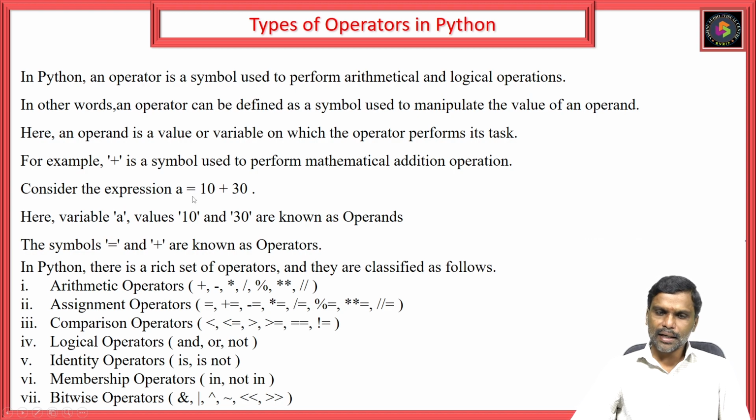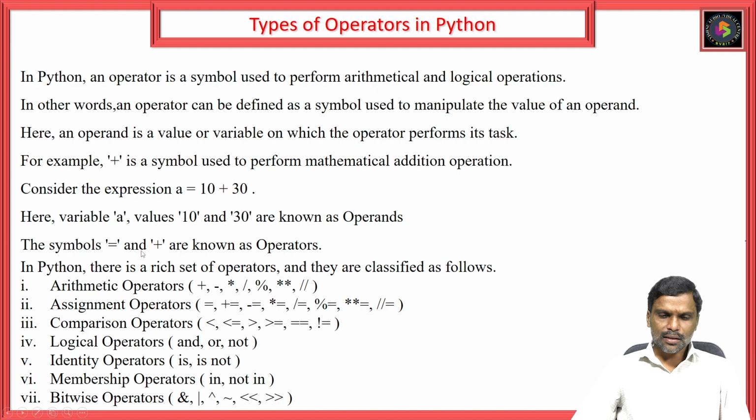Let's consider a is equal to 10 plus 2. Here 10 and 2 are called operands, and the symbol which is performing addition, the plus symbol, is called the operator.